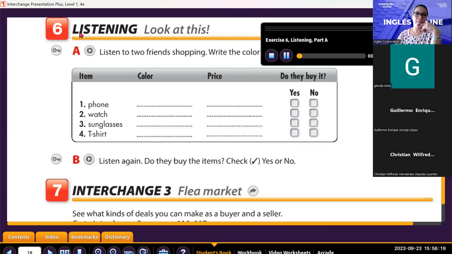Page 18, Exercise 6, Listening. Look at this. Part A. Listen to two friends shopping. Write the color and price for each item. 1. Look at this. It's so cool, and it's purple. It's nice. But you have a cell phone. How much is it? Let's see. Wow, it's expensive. It's $399. I guess I don't really need it. Let's go.